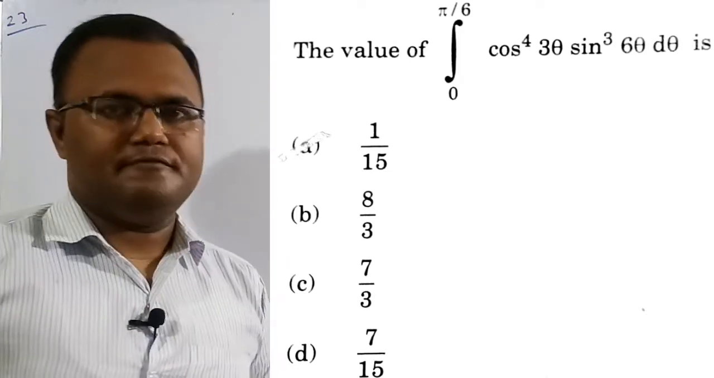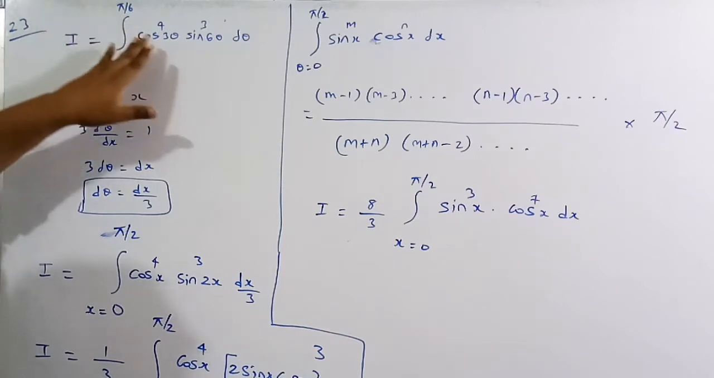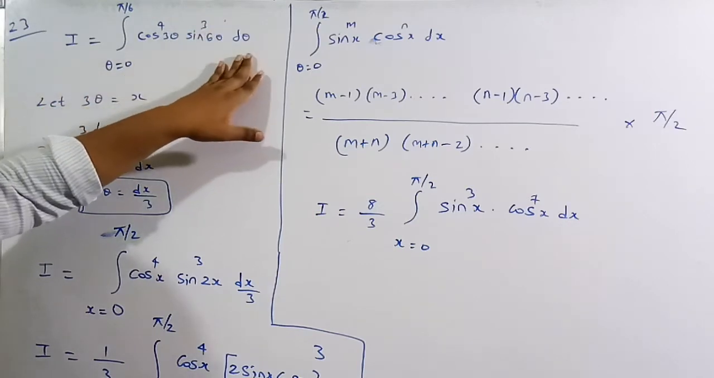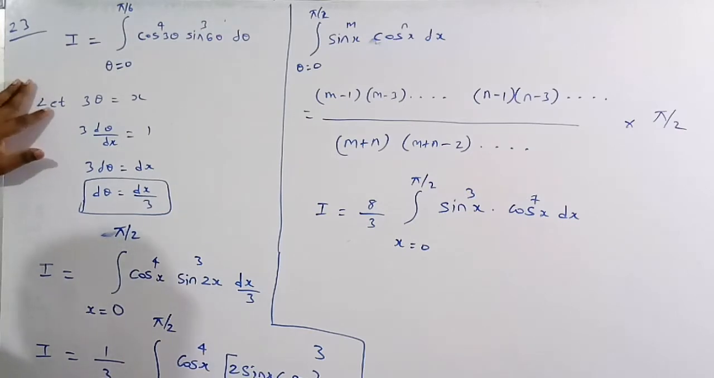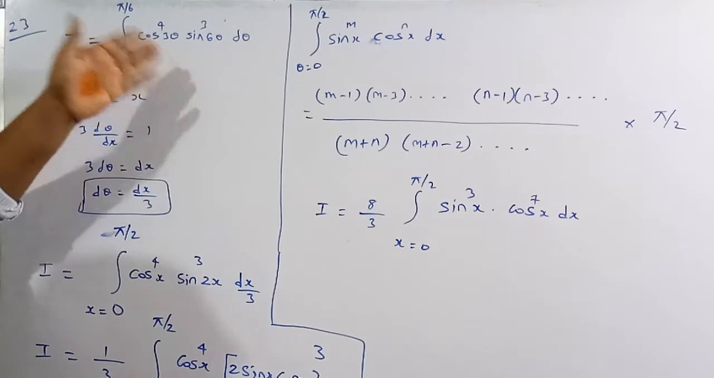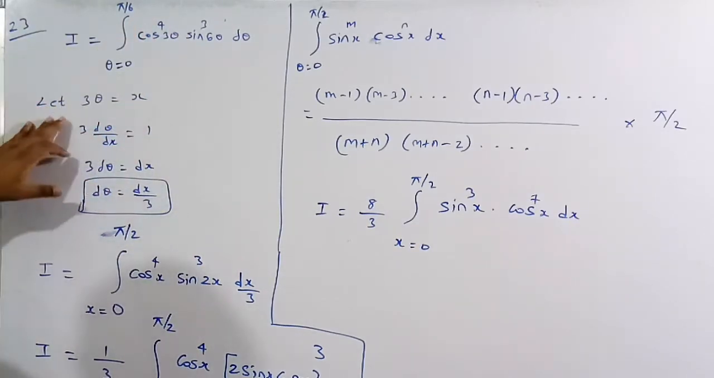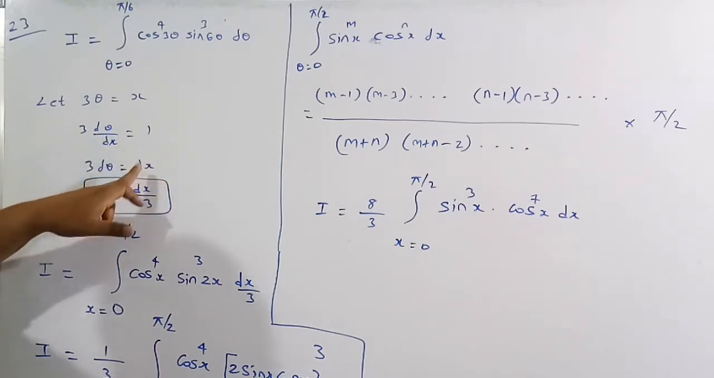So let's solve this numerical. The integration from theta equal to 0 to theta equal to pi by 6 of cos 3 theta whole to the power of 4 sin 6 theta whole to the power of cube into d theta, we need to find this integration. Now I am going to assume 3 theta is equal to x, because I want to convert theta in terms of x. Now I am going to do the derivative with respect to x. So 3 into d theta by dx is equal to 1. So 3 d theta is equal to dx.